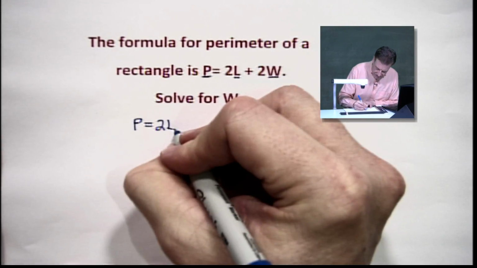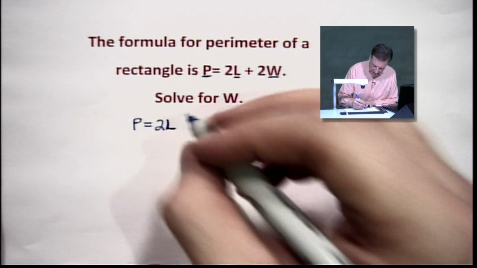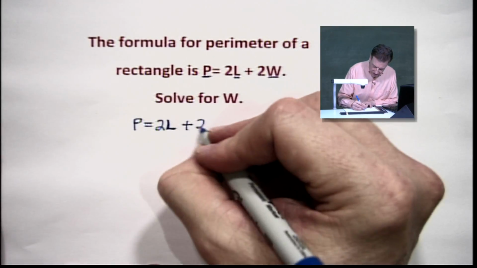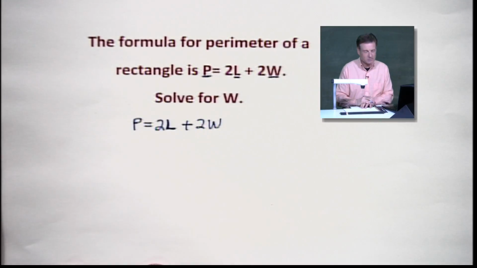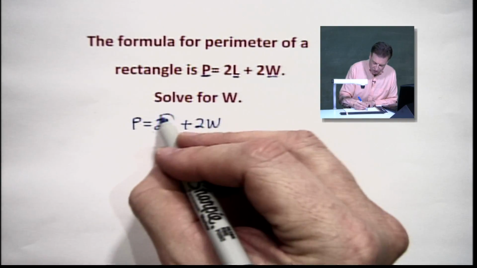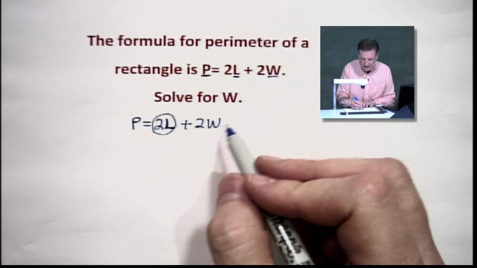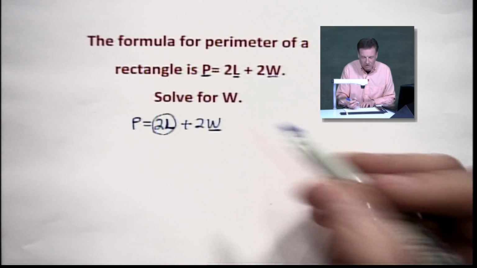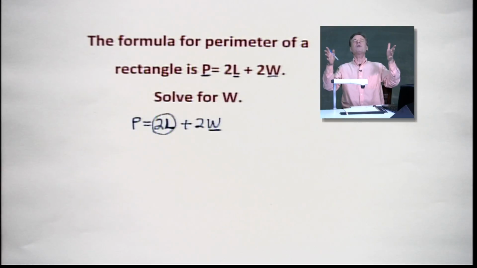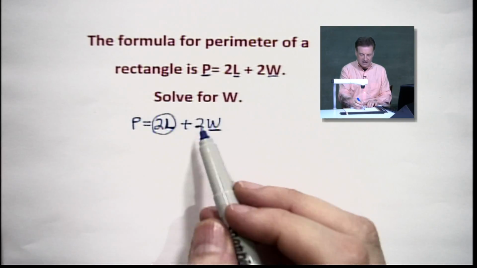So P equals 2 times L. I'll put a big L there because little L's tend to look like 1s. And we've got 2W on the other side. That's a W, it looks like a W. First things first, we need to move this 2L away. We're also going to need to remove the 2 so we can get W by itself. That's where we're going. That's what we want to end up with all by its lonesome. What's keeping us from getting there is the 2L and the 2.